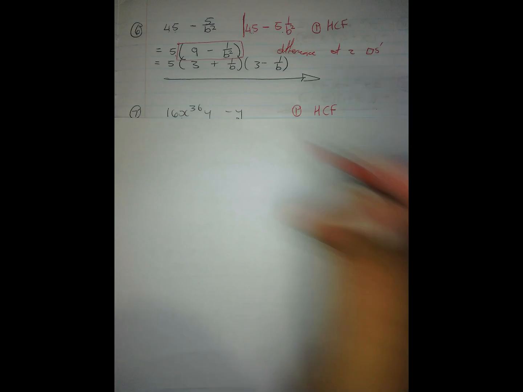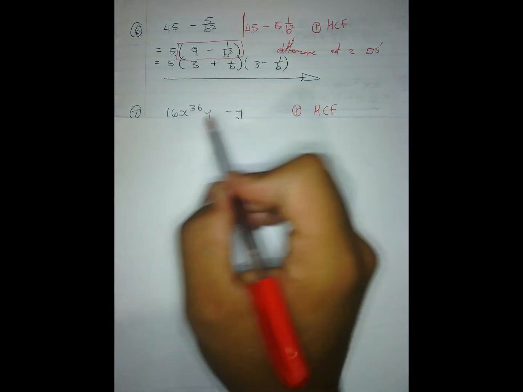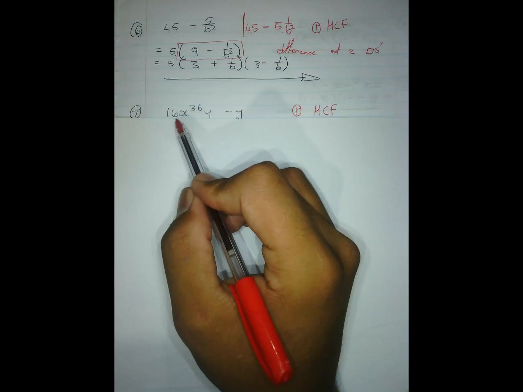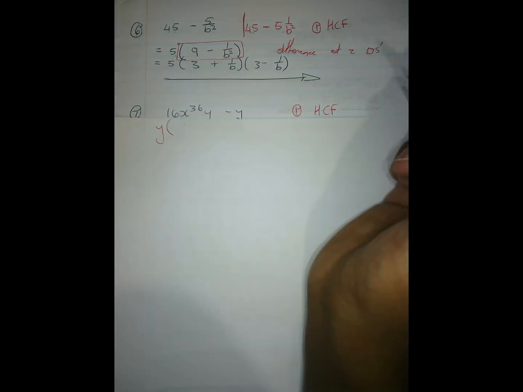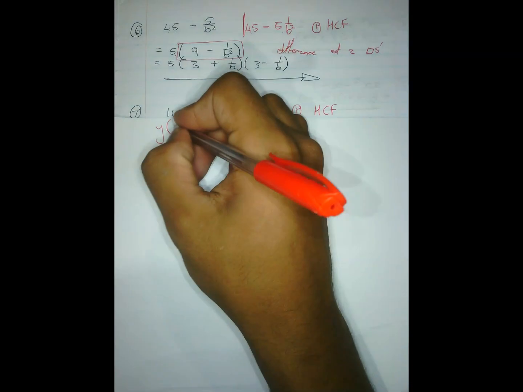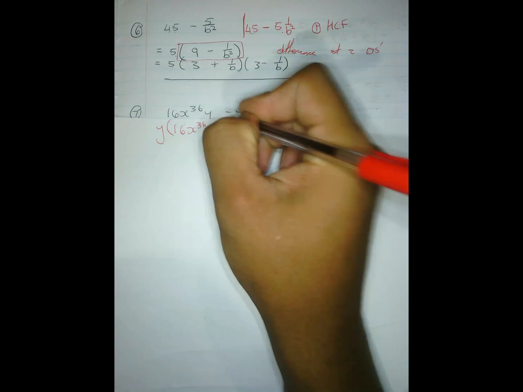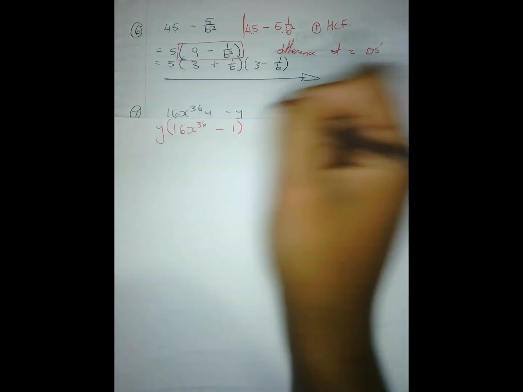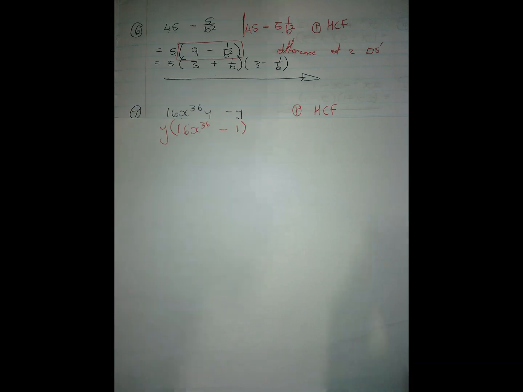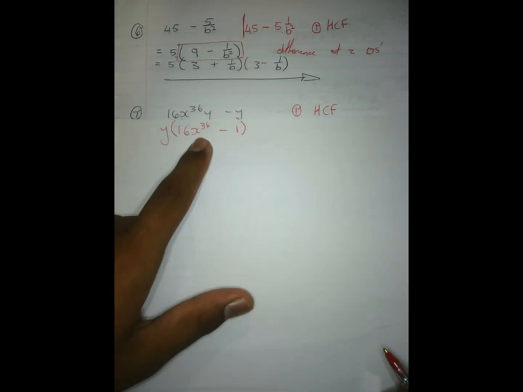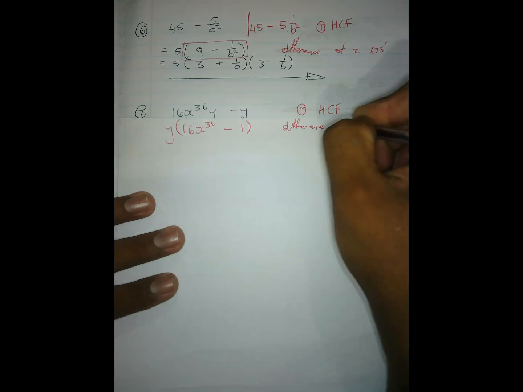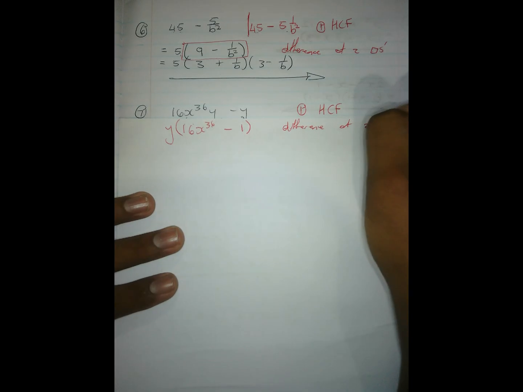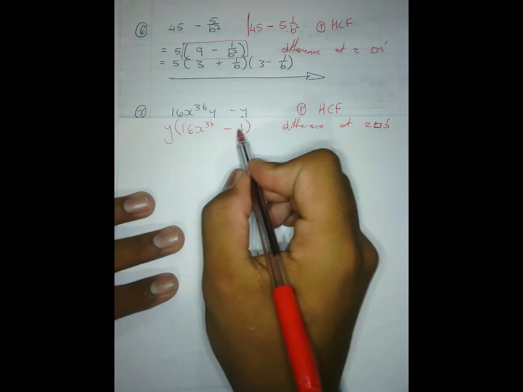And the highest common factor here has to be a y because there's only two terms, and the only thing that's common in both terms is a y. So you write down a y. So you write down what's left over. This is 16x to the power of 36 minus 1. Already, we must see that this is creating a difference of two squares, because that minus 1 already gives me that.